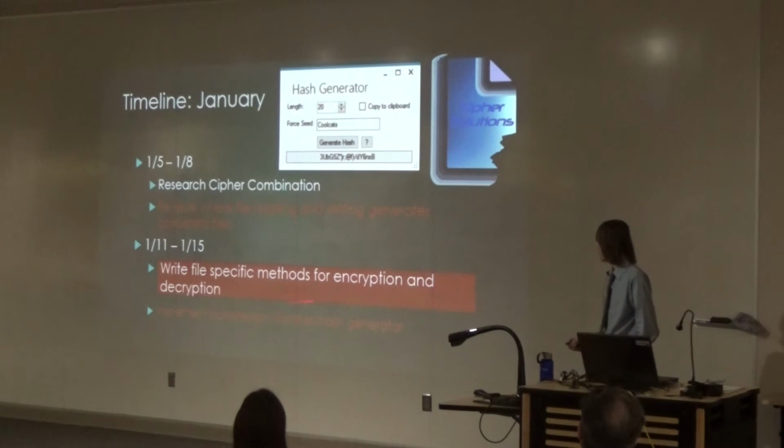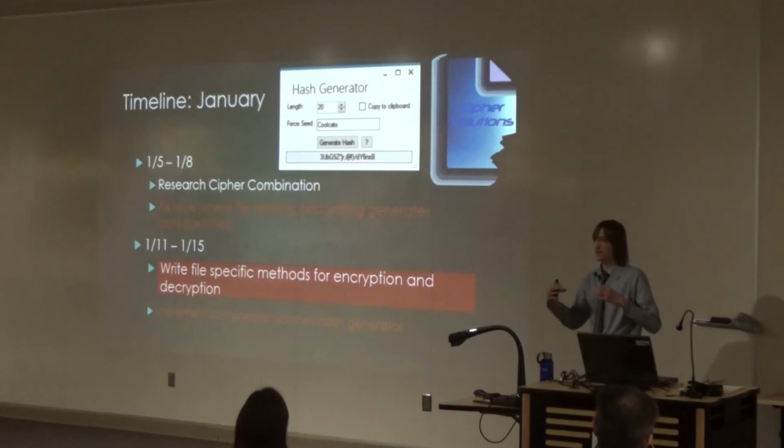And then we also have writing file-specific methods, because originally I was focusing on strings, and then I was thinking, well, later I could take the existing methods that I have and implement them.